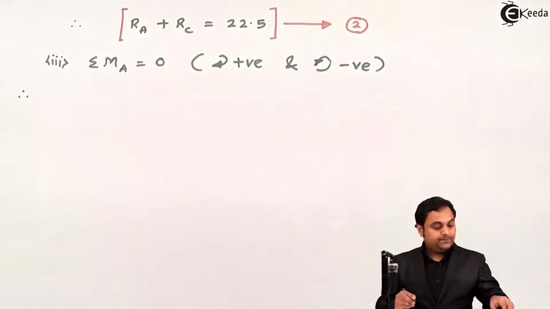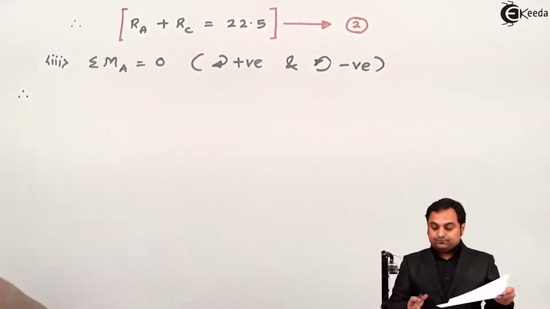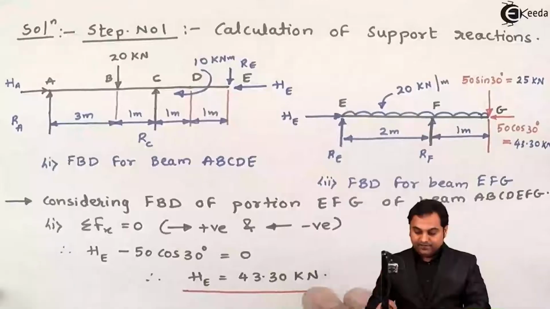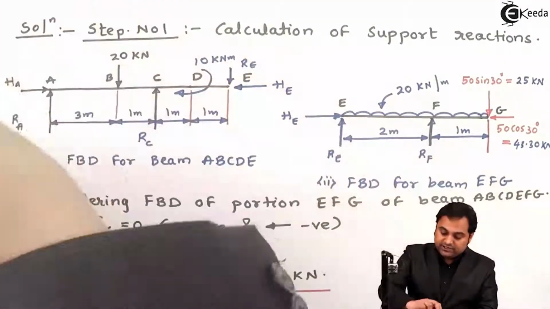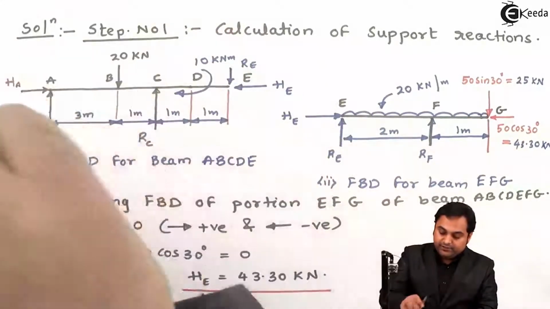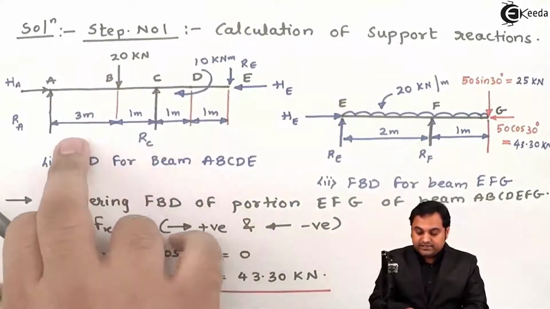So therefore, here we have Rc, which is acting upward, and when I take the moment of this Rc at point A, it comes out to be in the anti-clockwise direction. So minus Rc into 4.